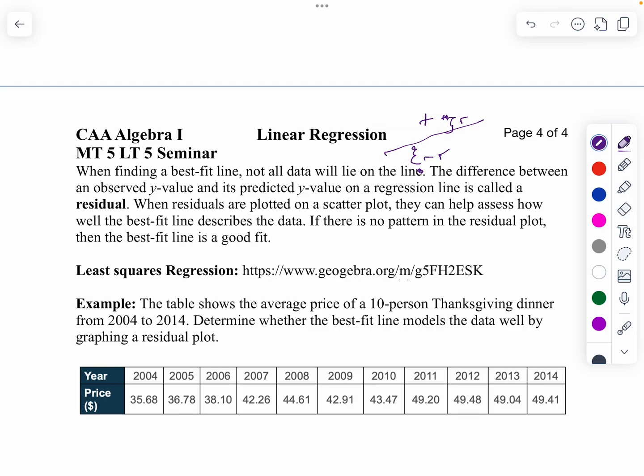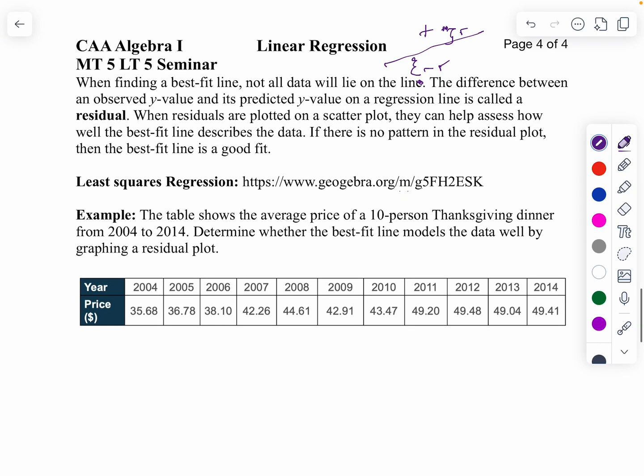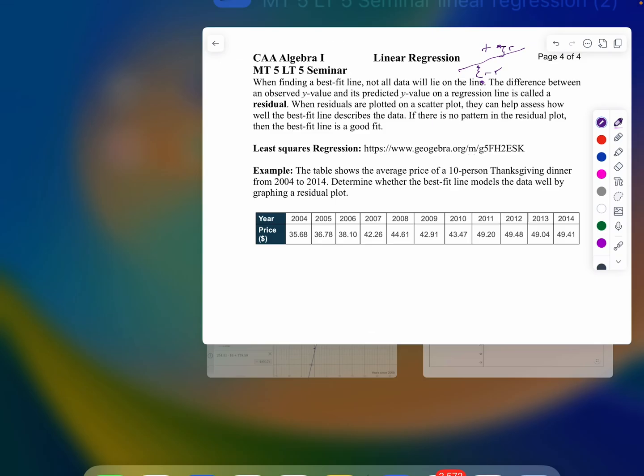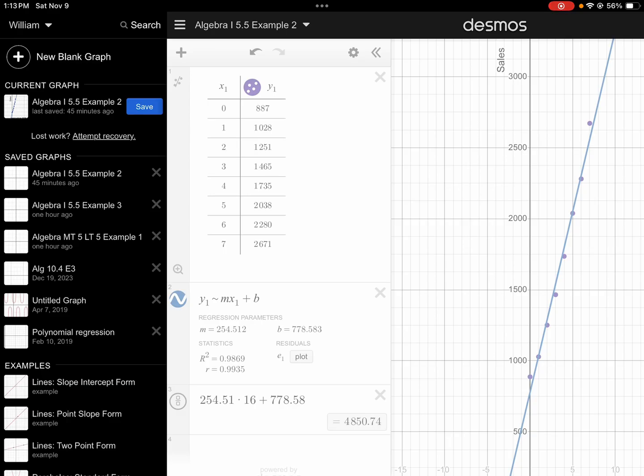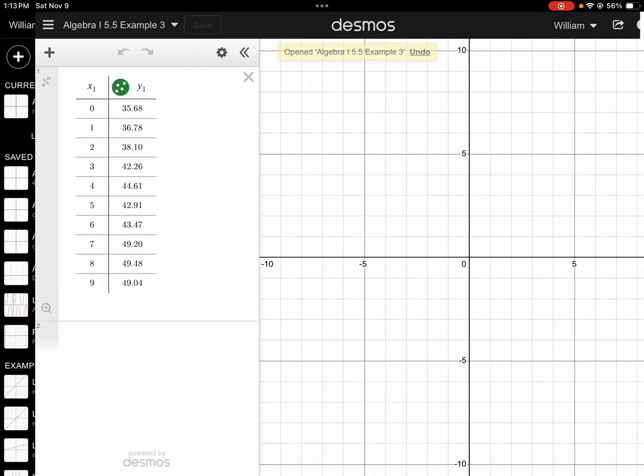And so what happens here, the table shows the average price of a 10-person Thanksgiving dinner from 2004 to 2014. I want to know whether the best fit line models the data well by graphing the residuals. So let's show you how you graph the residuals. First, we just plot our data like we normally do. And I put the data in Google Classroom or in your textbook. I think it's called example 3.